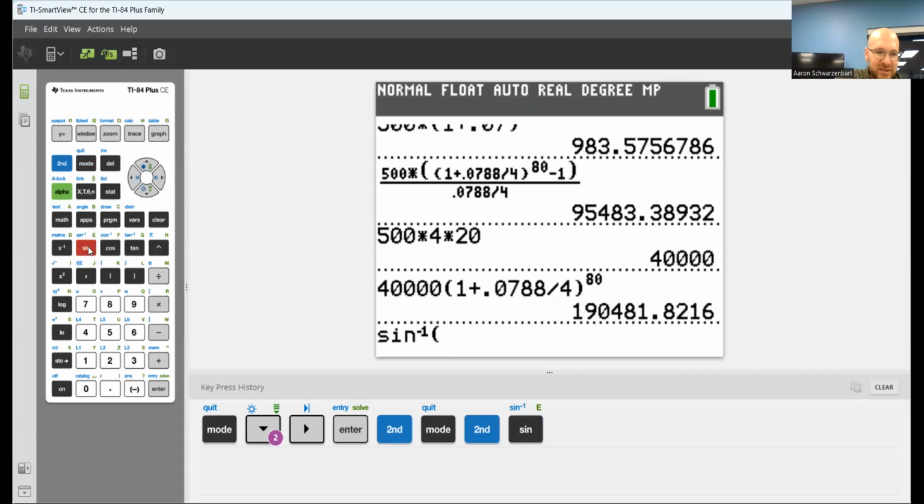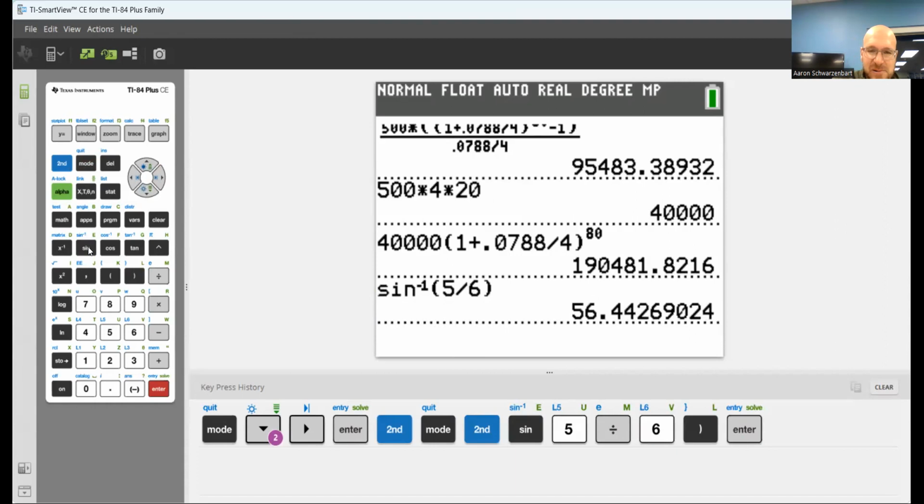Inverse sine, 5 divided by 6. If there's nothing after it, it doesn't matter if you close your parentheses, but it's a really good habit to get into because sometimes we'll have sine of something plus something else. We have 56.44. Never use this inverse sine here to do a cosecant. If you want to do a cosecant, you have to do 1 divided by sine.